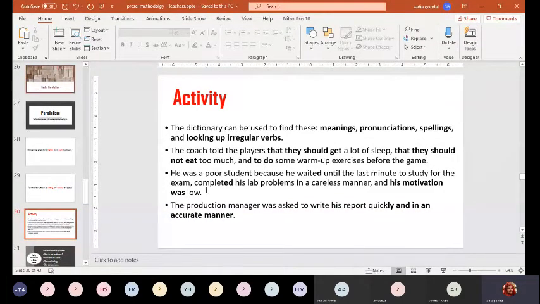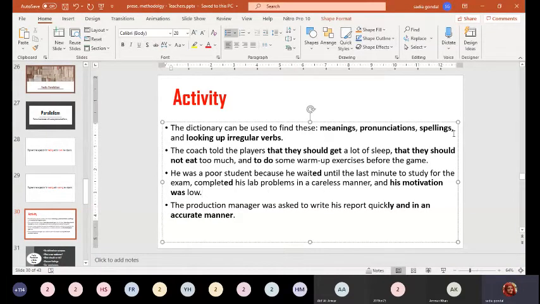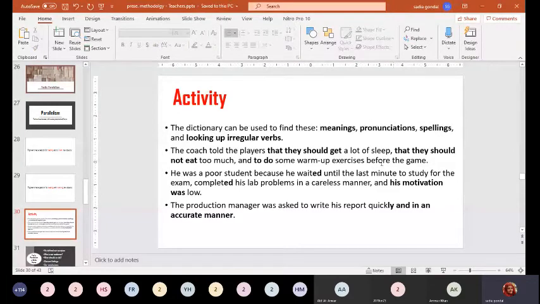Let's talk about this sentence. I think just 2% or 3% of the students attempted this one correctly. Number 3. He was a poor student because he waited until the last minute to study for the exam, completed lab problems in a careless manner, and his motivation was low. Now, the majority of you attempted it in this manner: and had low motivation. Most of you did not write it correctly when you texted me the answer.